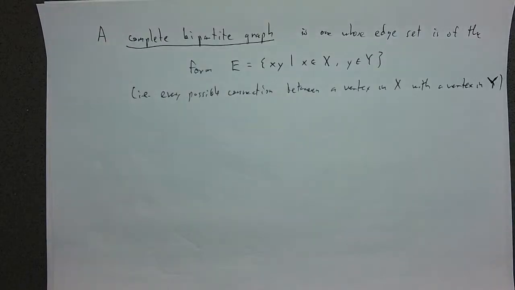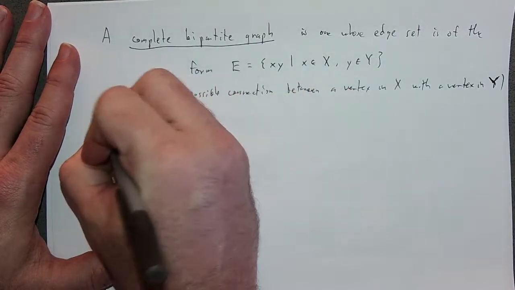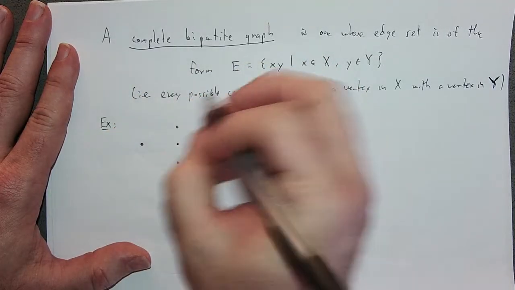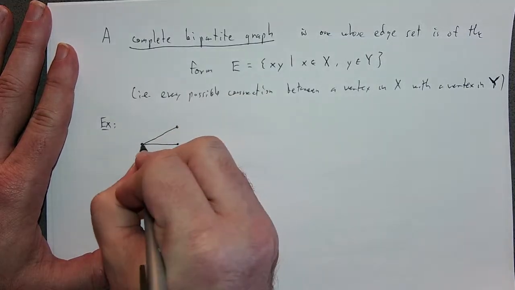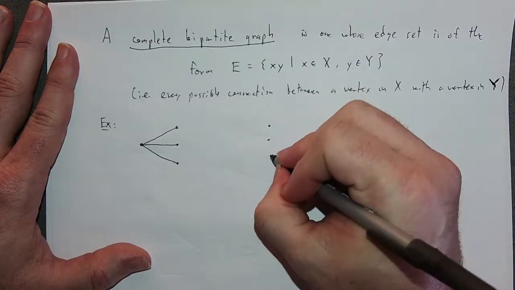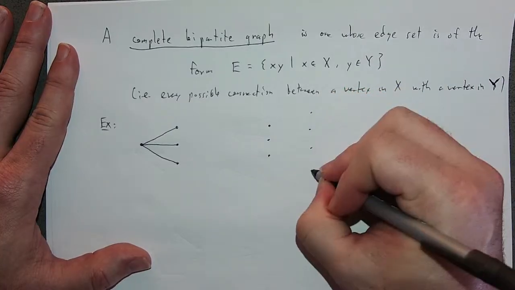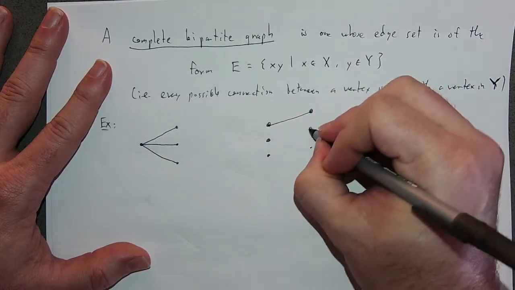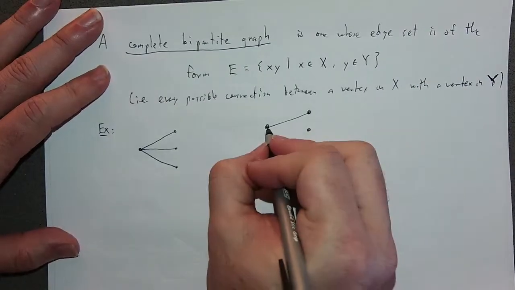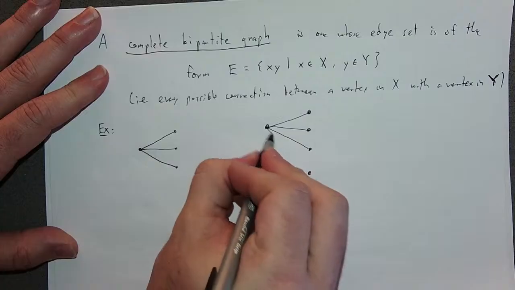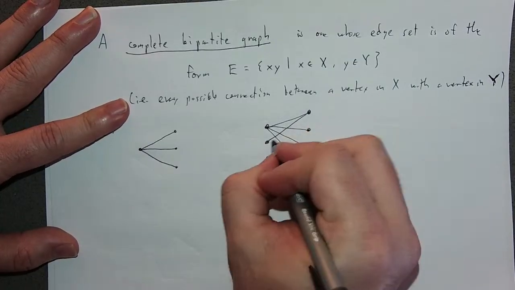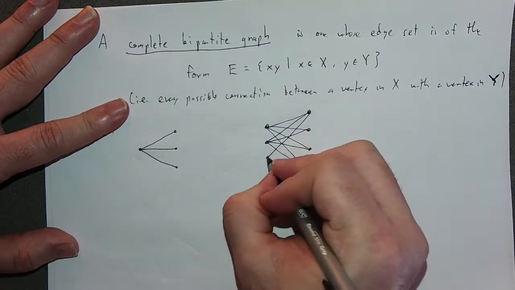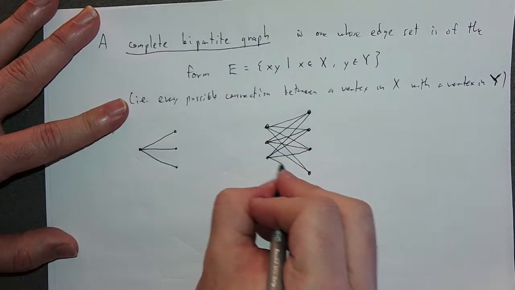But here's another example. Oh, I'm going to redraw that one. Here's another example. So I need to connect every vertex on the left with every vertex on the right. And this is what I was saying you might remember, or you might have done when you were in grade school, drawing doodles that did things like this.